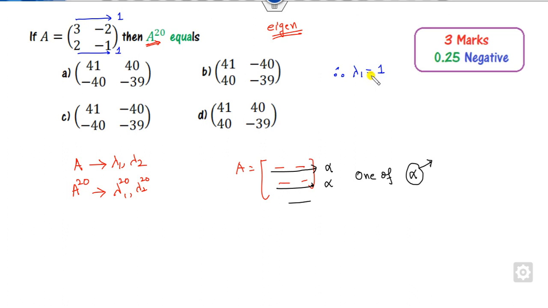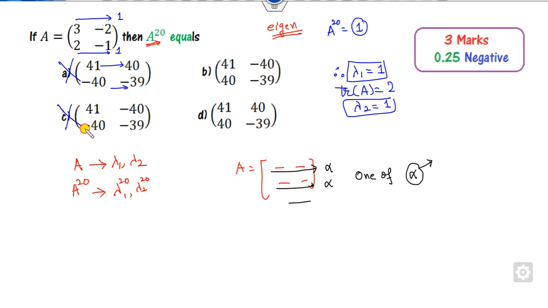If one of the eigenvalues is 1, what is the other eigenvalue? What is the trace of this matrix A? That is 2. So the other eigenvalue must also be 1. If 1 is the eigenvalue, what is the eigenvalue of A raised to power 20? That is again 1. Look at the options. Is the sum of each row 1? No, so this option is cancelled out. The sum is 1, but for the second row it is not the same, so this is cancelled out. This is 1, this is 1. So the right answer is here.